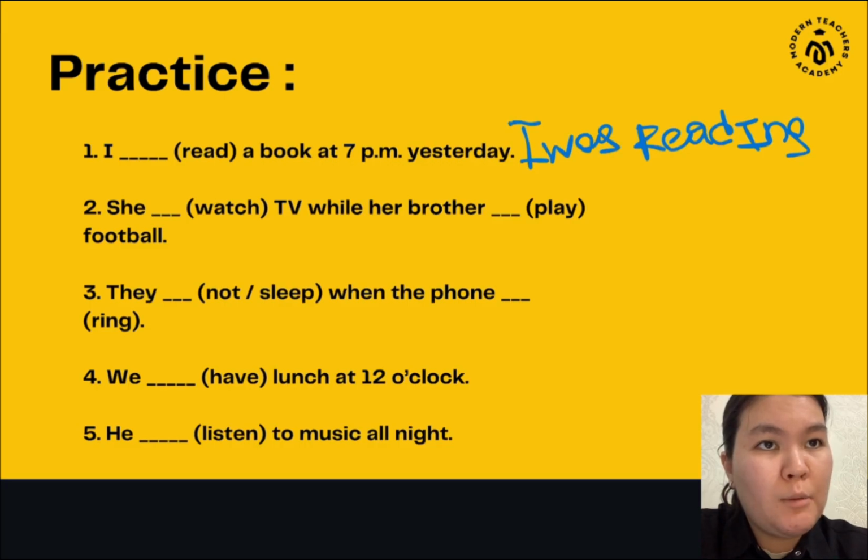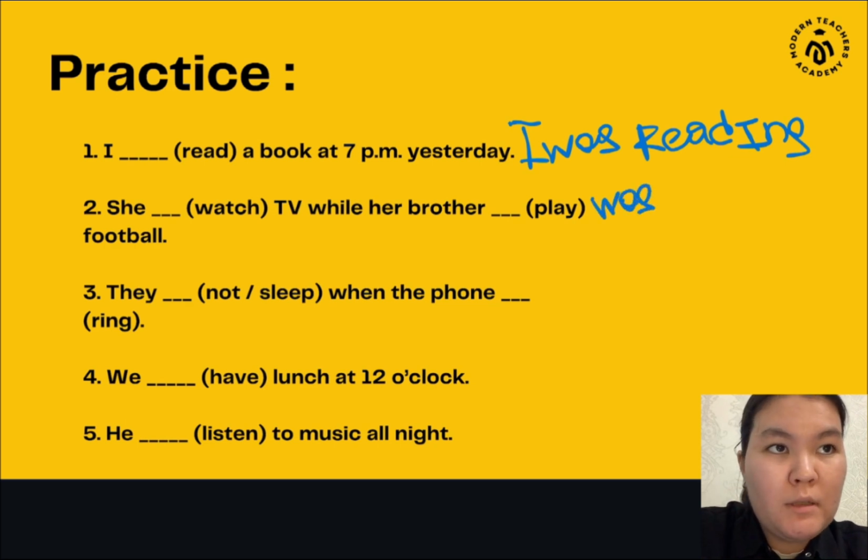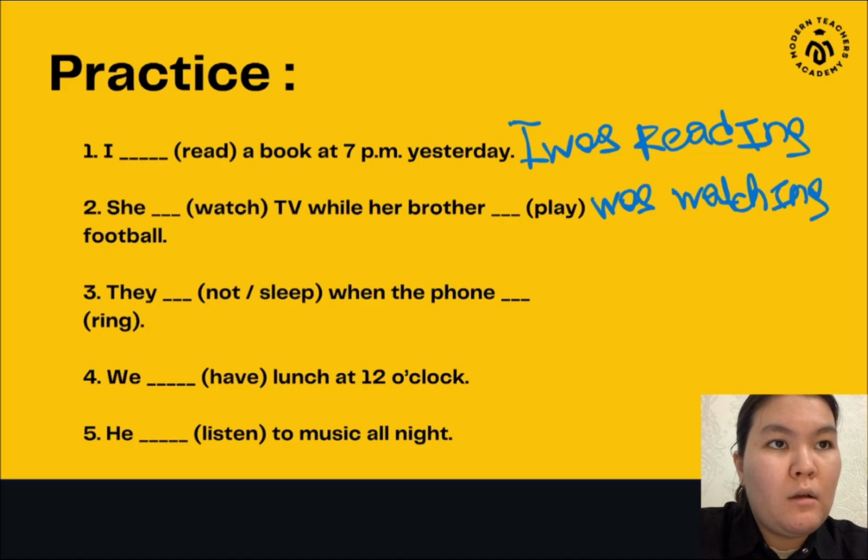I wasn't reading a book at 7 p.m. yesterday. Then the next sentence also starts with she. It means that we use was. She was watching. Watch is our verb, then we put ing. While her brother, as it is he, we put was there. Her brother was playing, with ing of course.